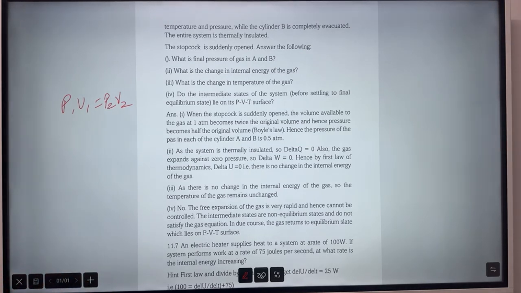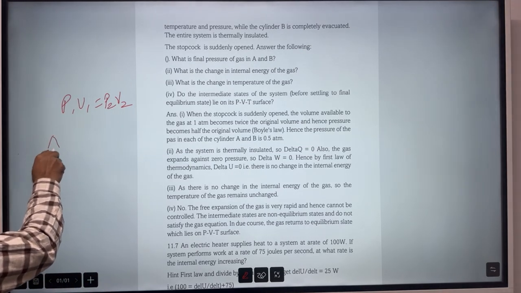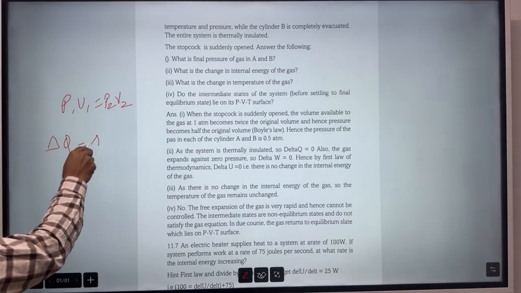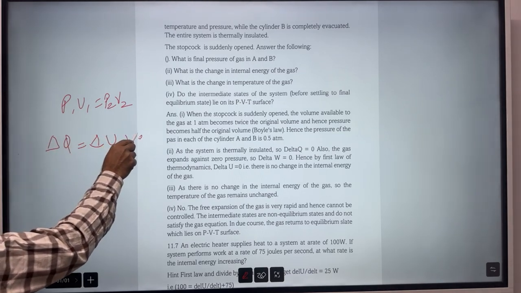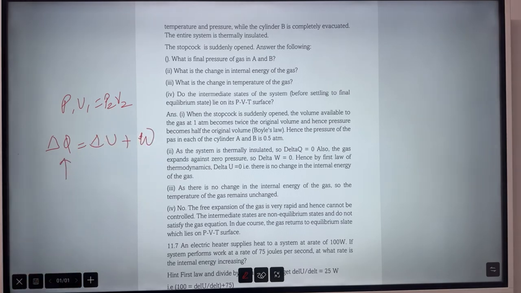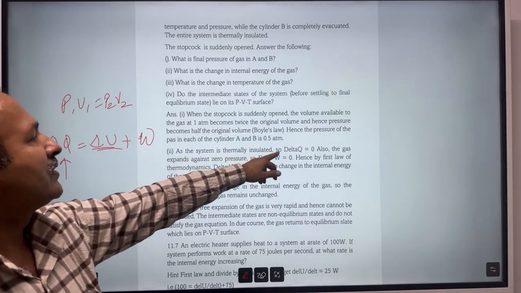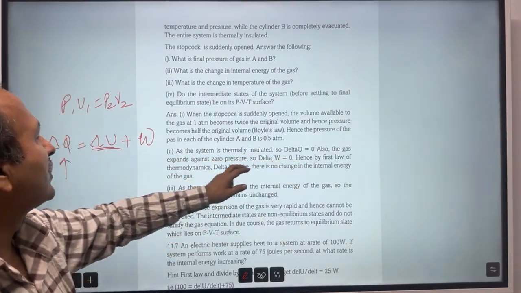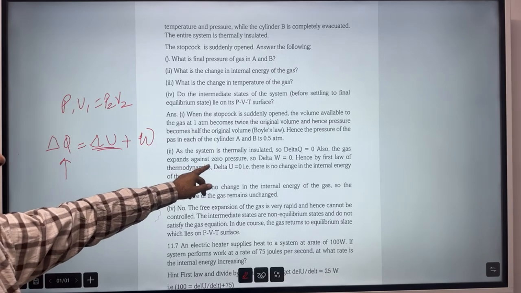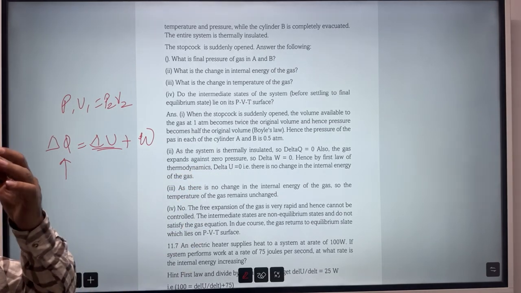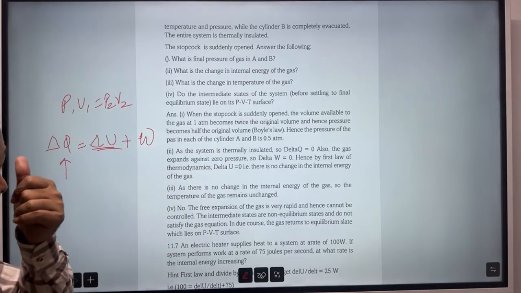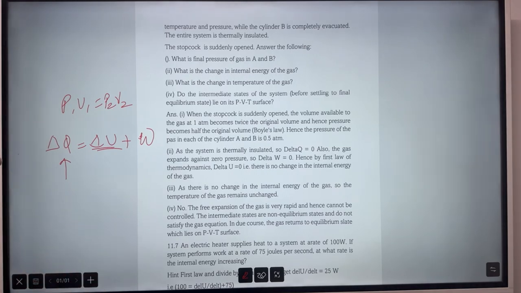So the first term in the first law of thermodynamics, delta Q equal to delta U plus W, will be 0 here, and this will be left. Here we are asking what is the value of delta U. As the system is thermally insulated, delta Q equal to 0. Also the gas expands against 0 pressure, so delta W equal to 0. So work done will not be there, and hence by the first law of thermodynamics, delta U is 0. There is no change in the internal energy of the gas.